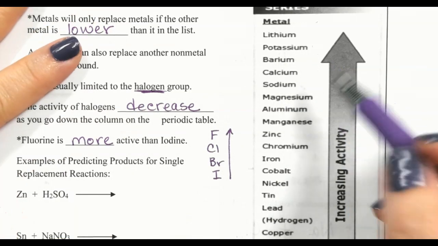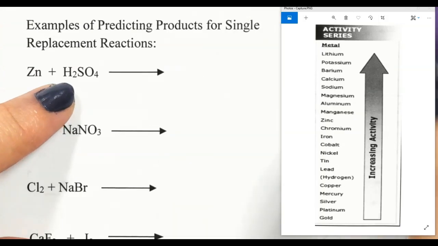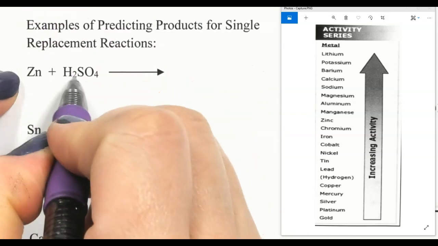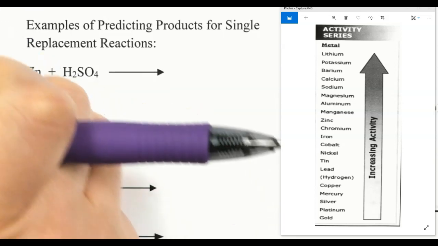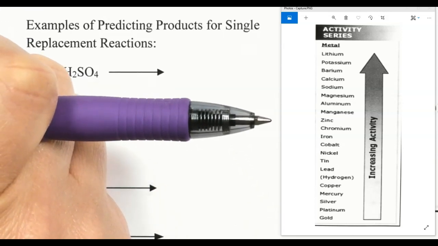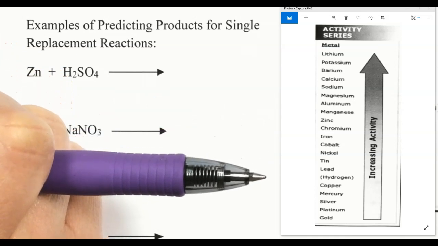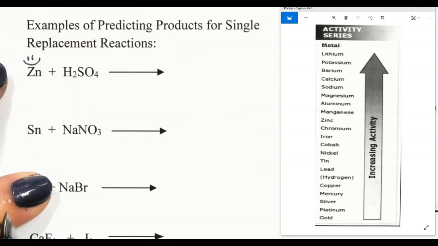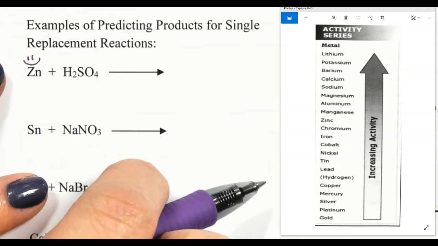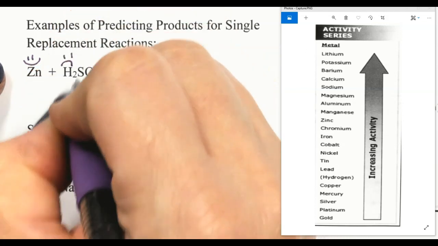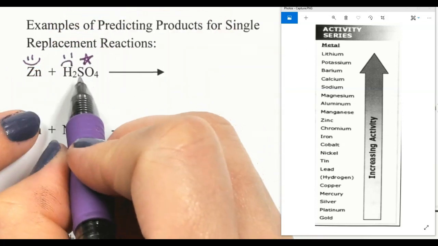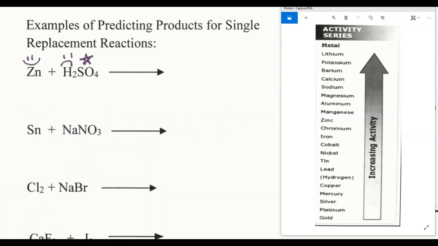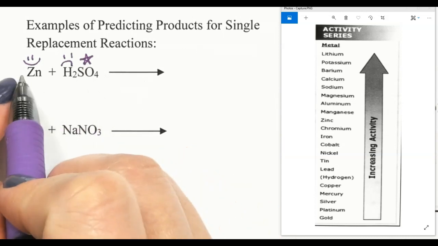So let's look at example number 1. Here's the activity series over here, and we want to find zinc versus hydrogen. And so if you'll notice, zinc is here and hydrogen is below it. So since zinc is higher up on the list, I'm going to give it a smiley face. And because hydrogen is lower on the list, it's going to get a frowny face. And then I'm going to put a star here because SO4, sulfate, is the star. They want to pick the metal that they want to be with. Star wants to be with the smiley face.